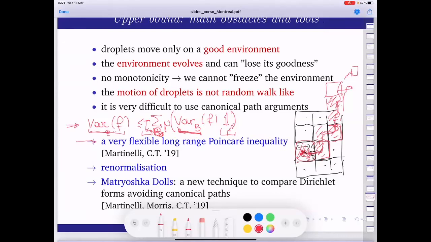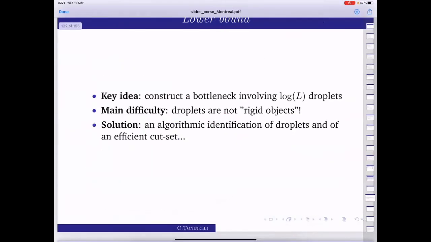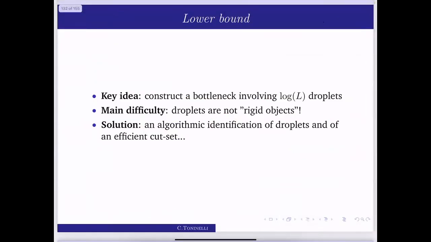More on it later, because as I explained, the motion of these droplets, depending on the models, can be very involved. It involves East-like paths and compositions of these East-like paths, and it's very hard to deal with it with just a path argument, identifying the motion of the droplet on the path. Okay, so this was for an idea on the tools, and this was for the upper bound on the time scales. And what about the lower bound?